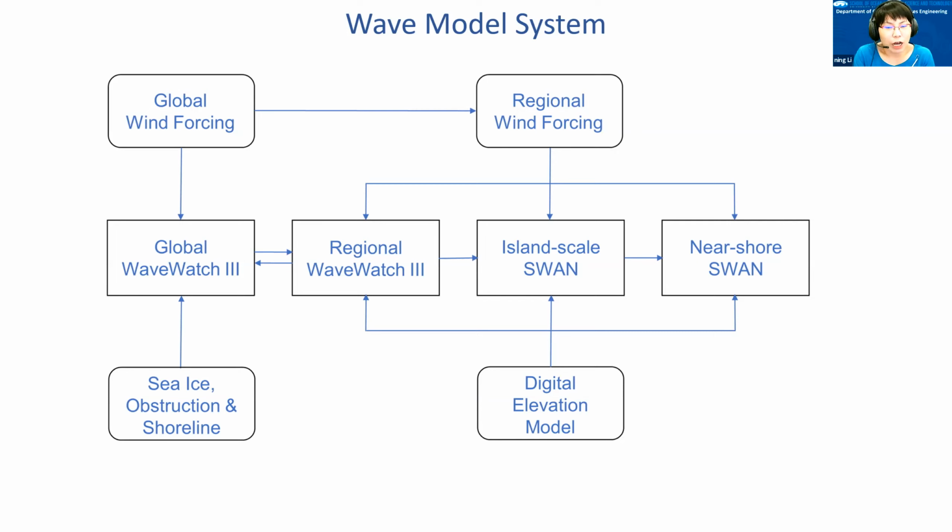We assemble the spectral wave models, for example, WAVEWATCH III and SWAN, based on accurate bathymetry data, shoreline information, and sea ice information, and also with the wind forcing from global and regional scales. That allows the model to produce the wave conditions in the spatial and temporal scales very well.